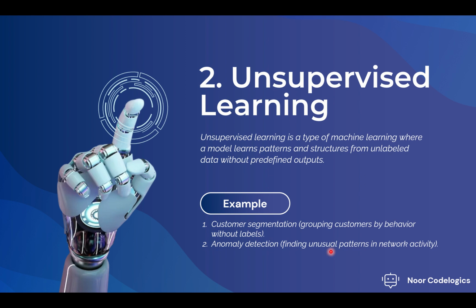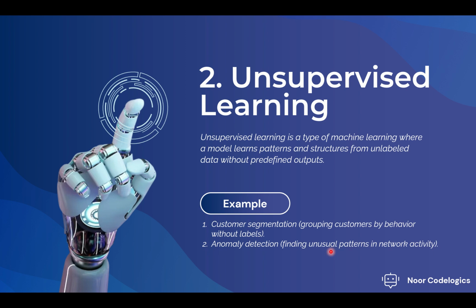The second type is unsupervised learning. In unsupervised learning, the machine learning model learns patterns and structure from unlabeled data without predefined outputs, right? So in supervised learning we have labeled data, and in unsupervised learning we have unlabeled data. We will see these things in more detail in the upcoming lectures.